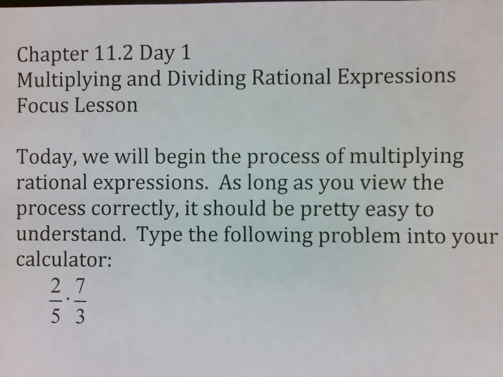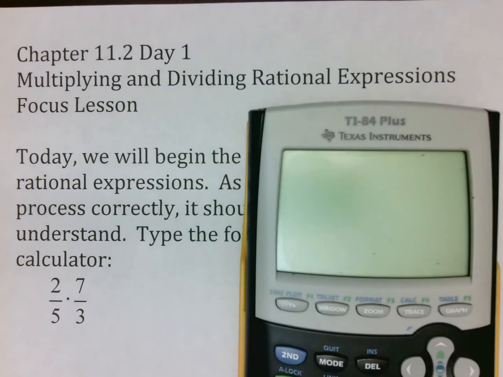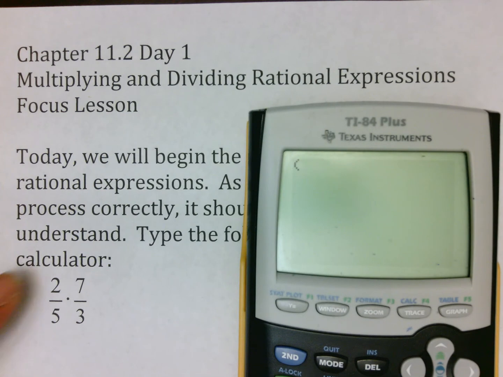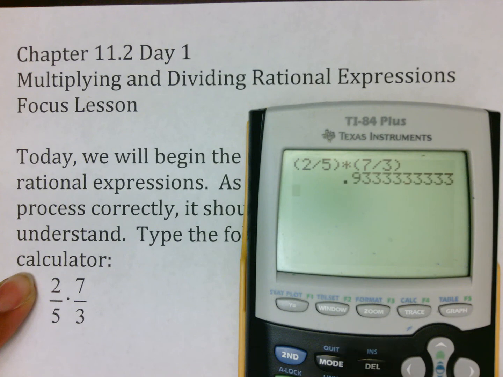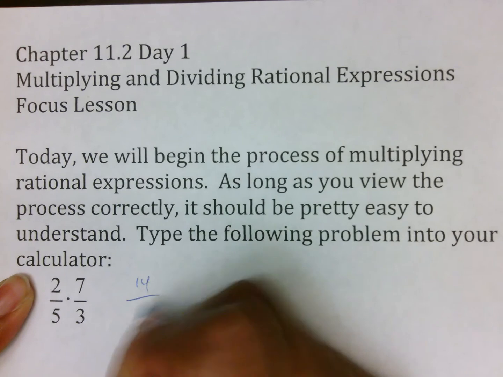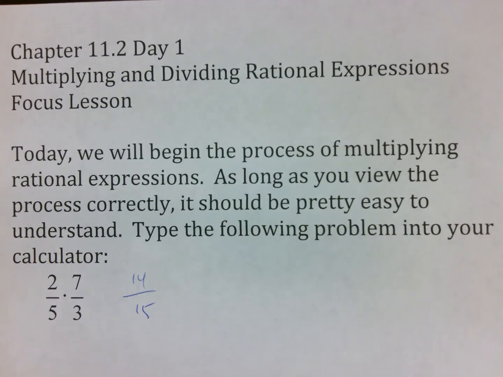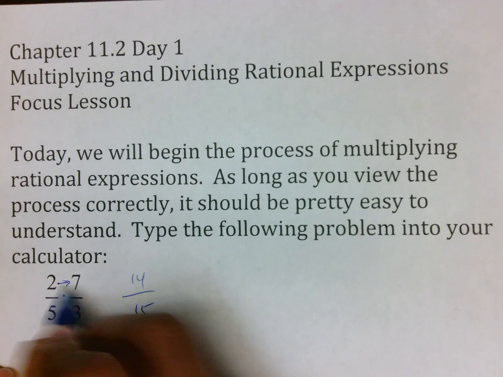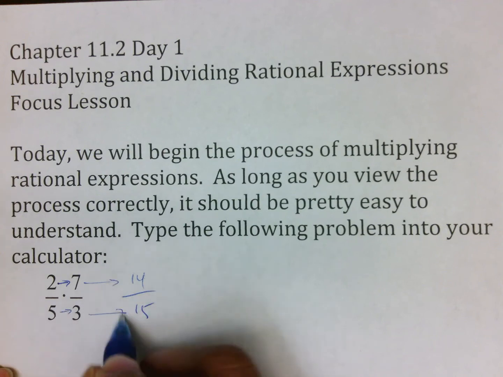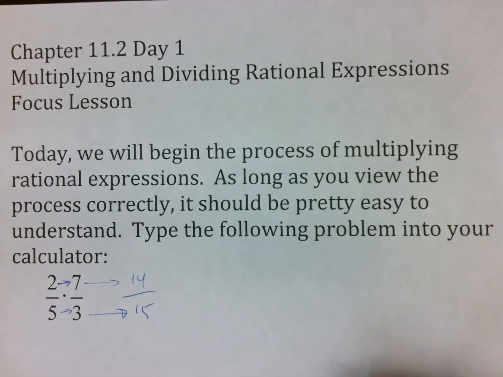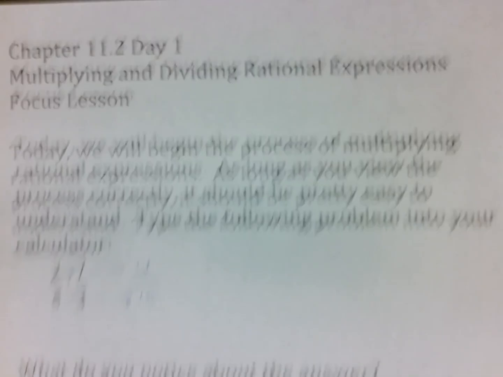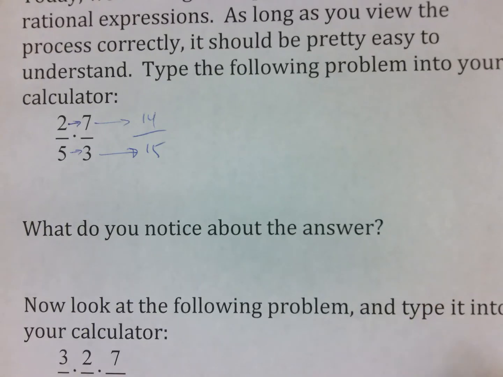If you type this problem into your calculator, 2/5 times 7/3, of course we know that we are supposed to use parentheses. And when we turn that into a fraction, you notice that your answer is 14 over 15, and that is because, as we should know by now, whenever you multiply fractions, you simply take the top times the top and the bottom times the bottom to get the bottom. Now, of course, if it can be reduced, you reduce it, but other than that, that is pretty much the idea. What you should notice about the answer is that you simply took 2 times 7 and put it on top, took 5 times 3 and put it on the bottom.